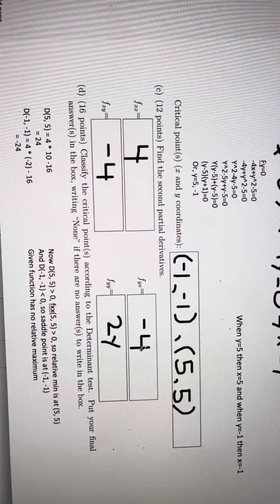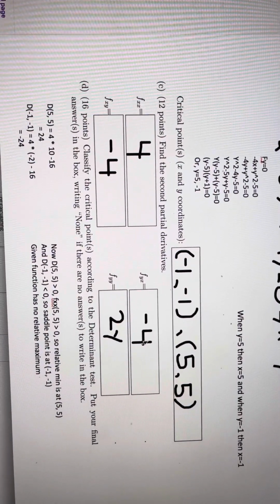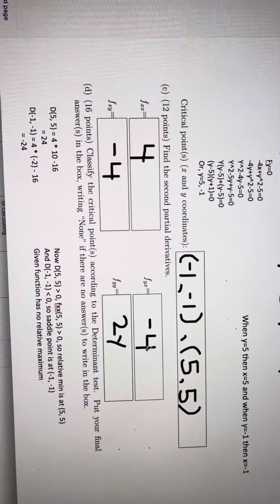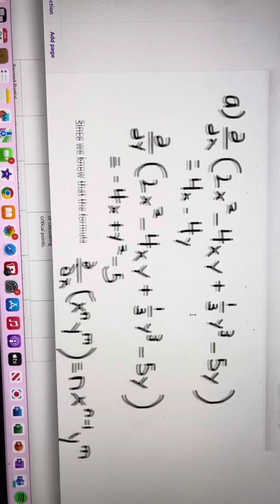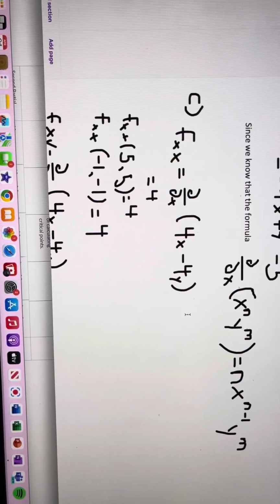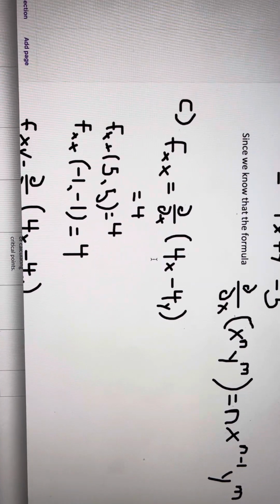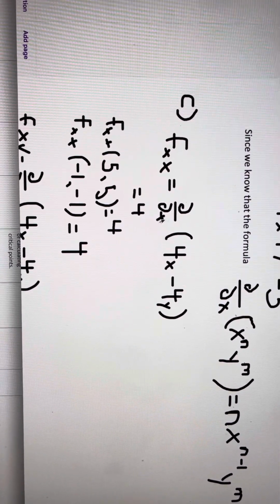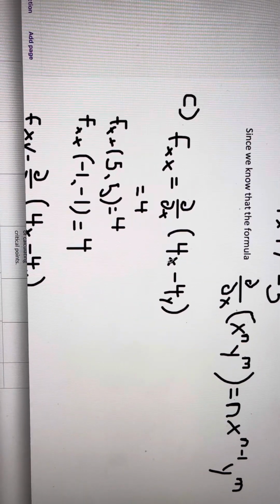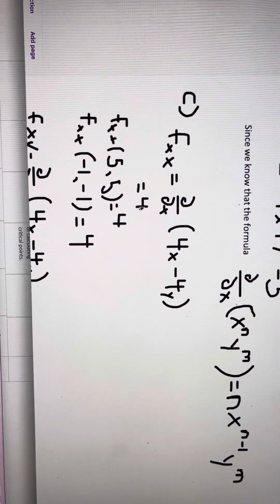For C, to find the second partial derivatives, fxx equals 4, fxy equals negative 4, fyx equals negative 4, and fyy equals 2y. And here's my work for fxx. Again, using that partial derivative, 4x minus 4y gives 4.